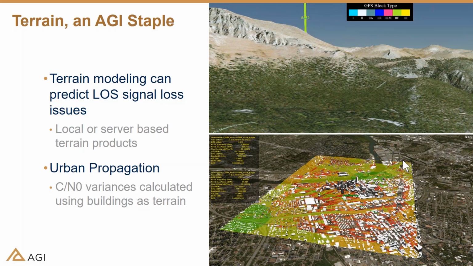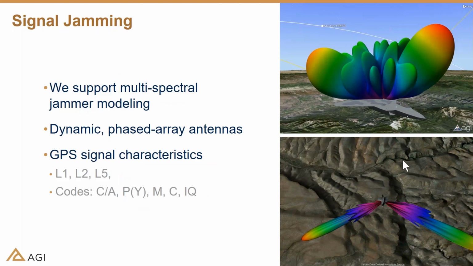All right, moving on from terrain, we'll go into signal jamming. I talked for a while about how easy it is to jam GNSS signals, and I just wanted to mention that our tools support multispectral jammer modeling. You can take jammers and place them on the ground statically, or you can place them on any dynamic platform and have them move with that platform. Both SDK and SDK components support that.